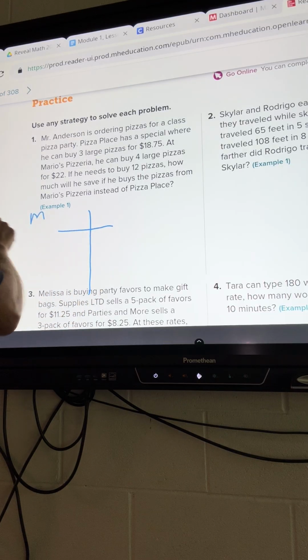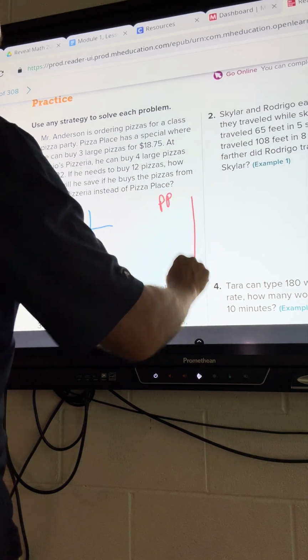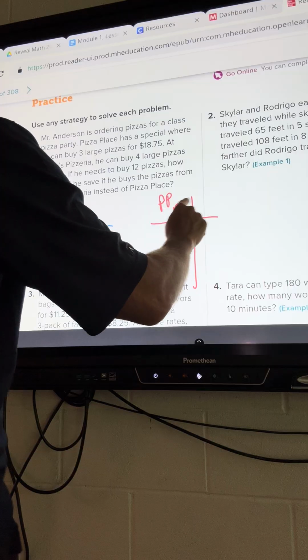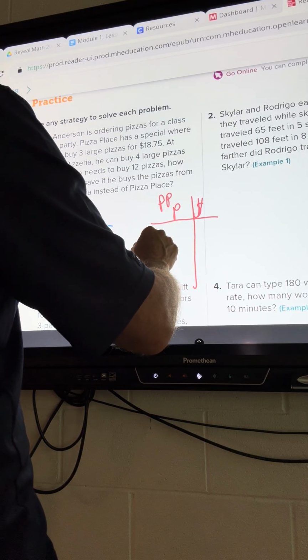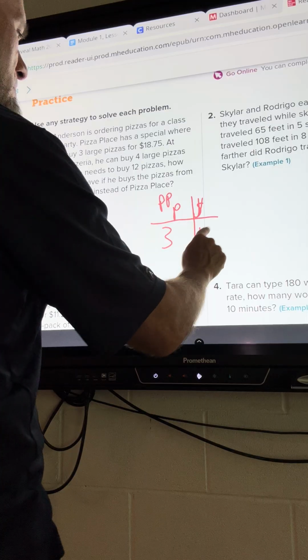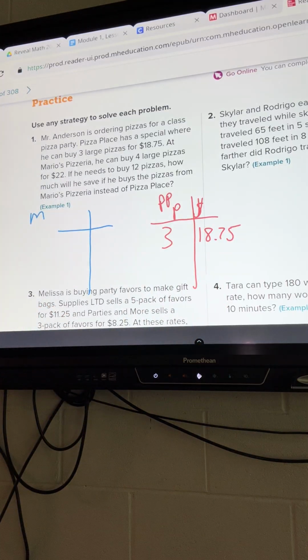So we'll do Mario and we'll do Pizza Palace here. Pizza Palace is pizza and money. Number of pizzas for the Pizza Palace is 3 for $18.75, and for Mario's it looks like it's 4 for $22.